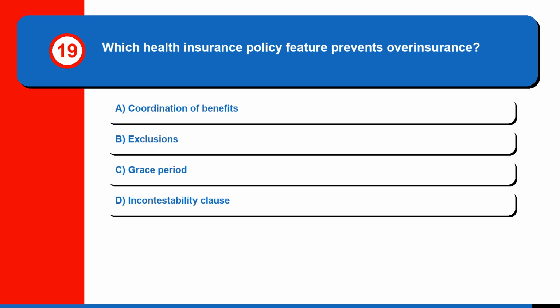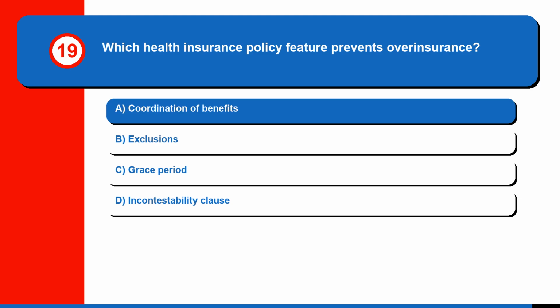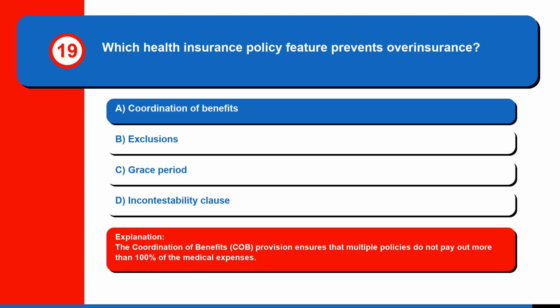Question 19. Which health insurance policy feature prevents overinsurance? A. Coordination of benefits. B. Exclusions. C. Grace period. Or D. Incontestability clause. The correct answer is A. Coordination of benefits. The coordination of benefits, COB, provision ensures that multiple policies do not pay out more than 100% of the medical expenses.